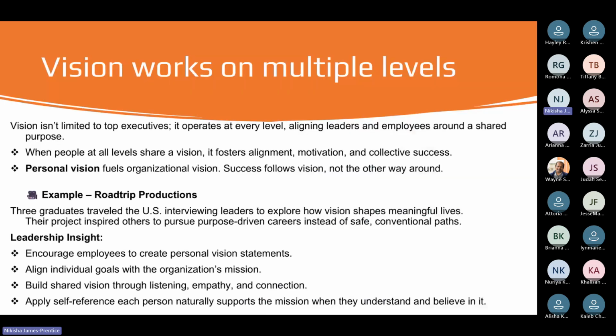Vision works at multiple levels. Vision is not limited to the top of an organization. It operates at every level, from the executive team to the individual employee. When people at all levels share a vision, it creates alignment and collective motivation.